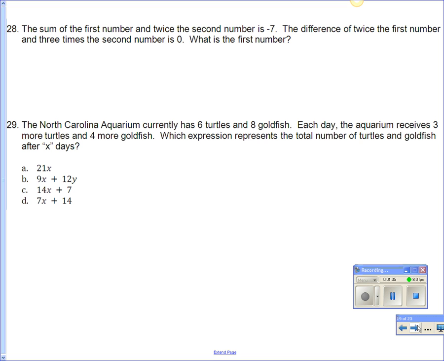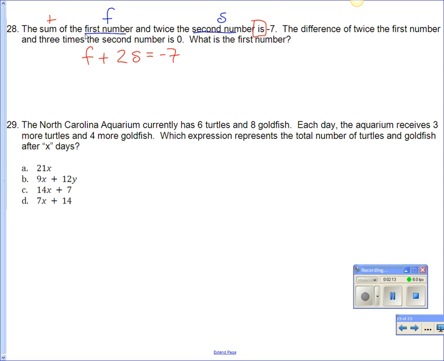Okay. All right, number 28. The sum of the first number and twice the second number is -7. The difference of twice the first number and 3 times the second number is 0. What is the first number? So the first number is f, and the second number I'm going to use an s. And those are the two things we're comparing on this problem. So let's make our first equation. The sum, that means to add, of the first number with twice the second means equals -7. That's my first equation.